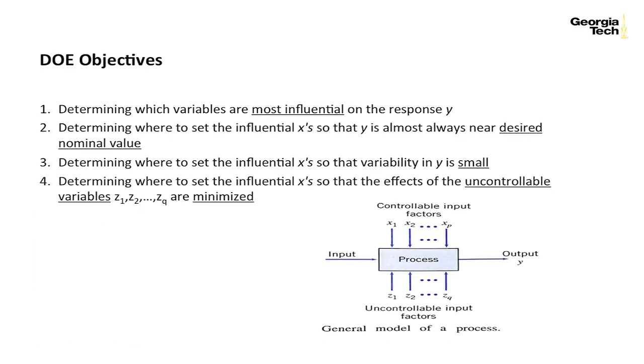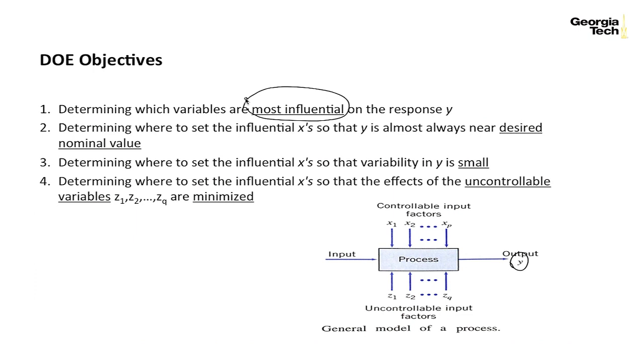What are the objectives? In design of experiment, we want to intentionally change those controllable factors, or if possible some of those uncontrollable factors, and see their effect on Y, which is the output. Why? Because we want to identify which variables are most influential. That objective has some overlap with the analyze phase as well: which x's are most influential, which z's are most influential.